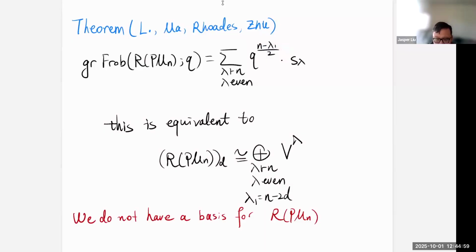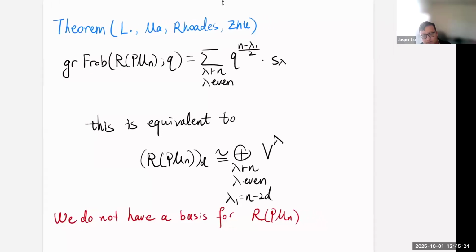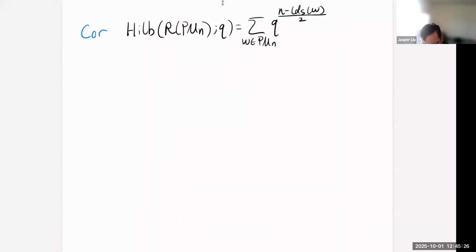This is equivalent to saying this degree d part is a direct sum of irreducible representations labeled by lambda, satisfying all parts of lambda are even, and lambda_1 is equal to n minus 2d. But this time we did not find a basis for this quotient ring, and this proof only uses representation theory. Yeah, the corollary can be computed.